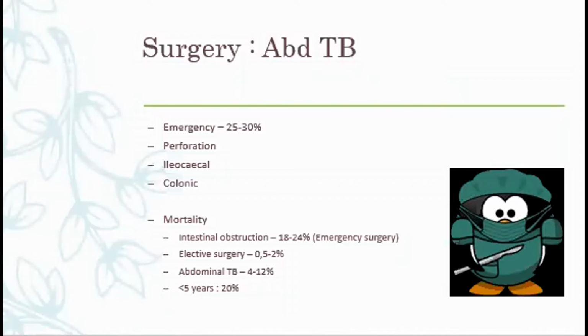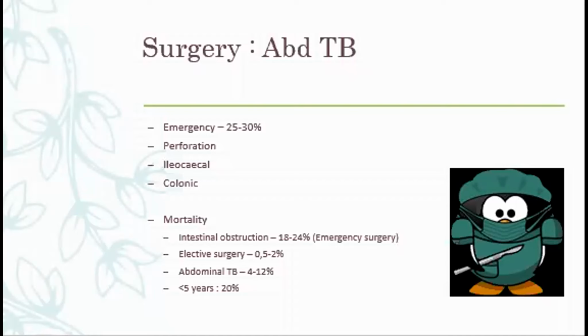With ileocecal disease, it's recommended to do a limited resection of the ileocecal area rather than a formal right hemicolectomy. The reason is that there's then lesser dissection and lesser chance of injury to the duodenum or ureter. With colonic ones, resection is advocated. And with the mortality, as you can see, with intestinal obstruction, emergency surgery is best avoided.